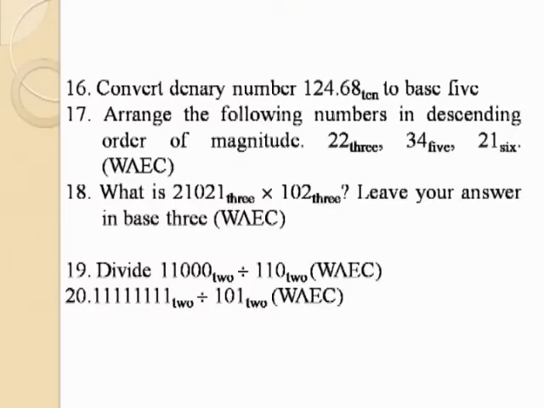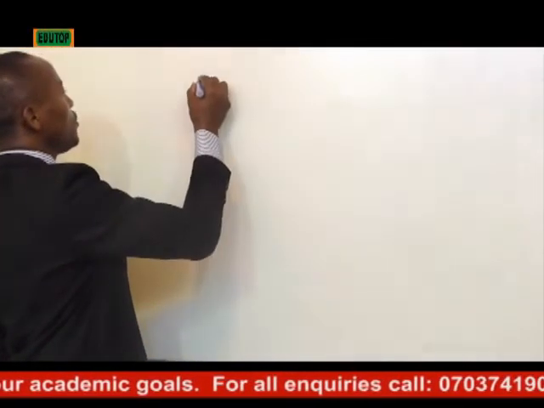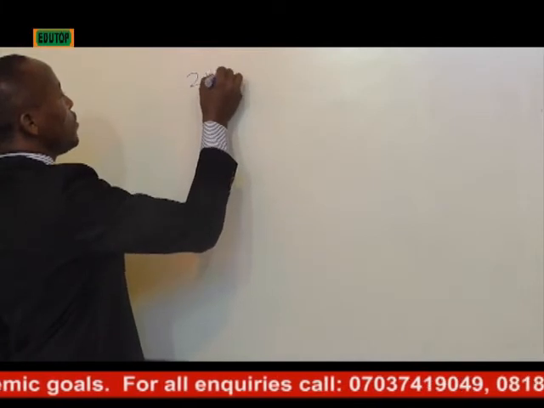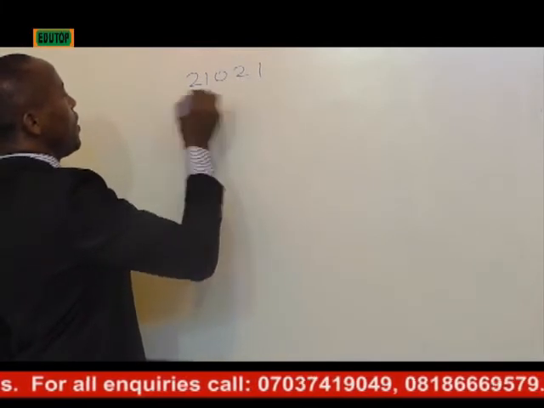Next question is on multiplication. What is 21021 base 3 times 102 base 3? Leave your answer in base 3. We are going to multiply 21021 by 102 base 3.